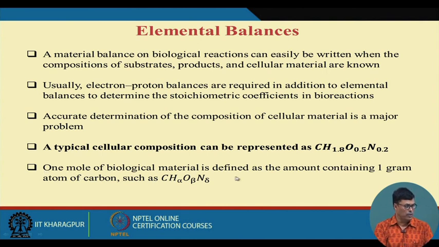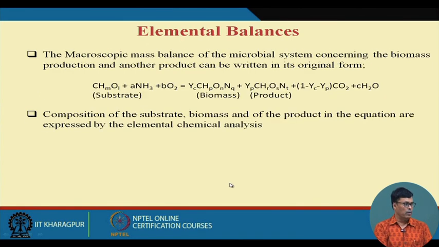One mole of biological material is defined as the amount containing 1 gram atom of carbon, such as CHαOβNδ. Here I have shown the elemental balance in an equation: the macroscopic mass balance of the microbial system concerning biomass production and another product can be written in its original form. This is the substrate, written in elemental form, which we call the empirical formula, on the basis of per carbon atom of substrate, per carbon atom of biomass, per carbon atom of product.